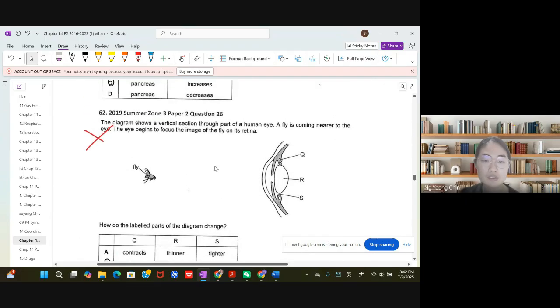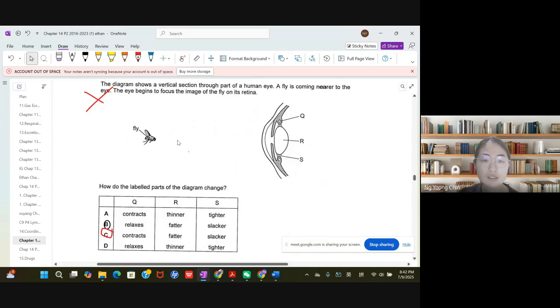And then for this one, a fly. A fly is coming near to the eyes, and the eyes begin to focus the image of the fly on its retina. So this answer is C. What happened is you can see the fly is coming near to the eyes, so you are viewing a near object. So the lens becomes fatter. Whenever you want your lens to become fatter, that means this S must become slacker.